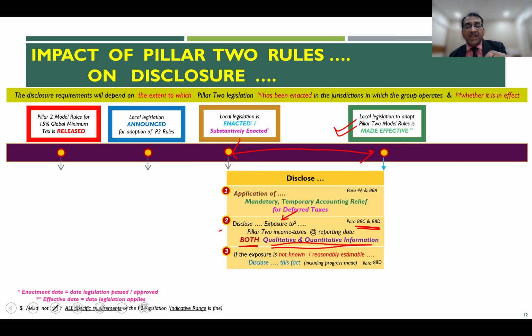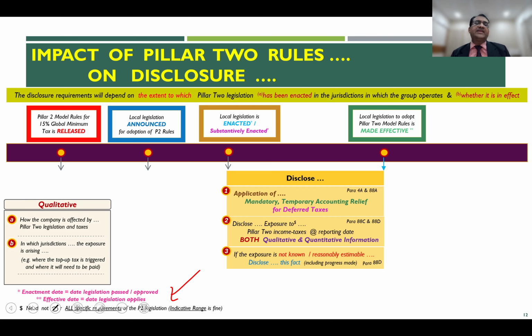Now, it is important to understand this exposure need not be given in minute details. Even if there is an indicative range of the exposure which is possible, that can also be given by the entity. Now, when we say qualitative and quantitative, qualitative means answers like this: how the company or the group is affected by the Pillar 2 legislation and Pillar 2 taxes.